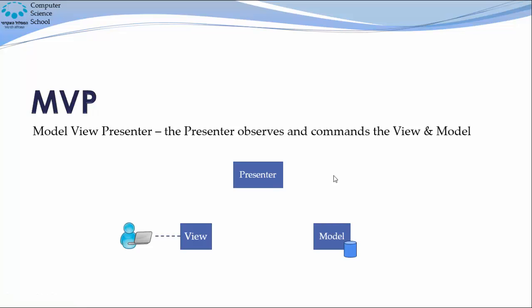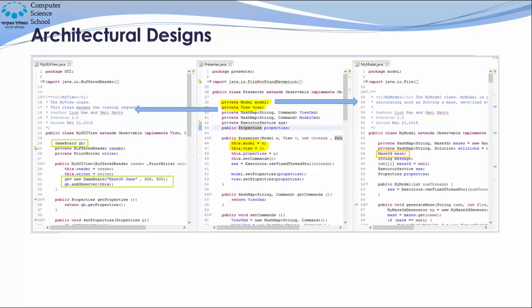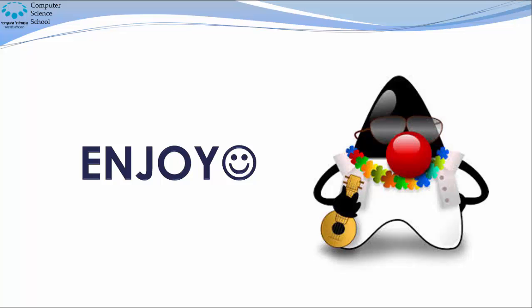MVP design is a form of the Model View Controller, MVC, architectural pattern, and is used mostly for building user interfaces. In MVP, the presenter assumes the functionality of a middleman. In MVP, all presentation logic is pushed to the presenter. In our project, we used the observable interface to implement MVP. Let's continue to the GUI presentation.